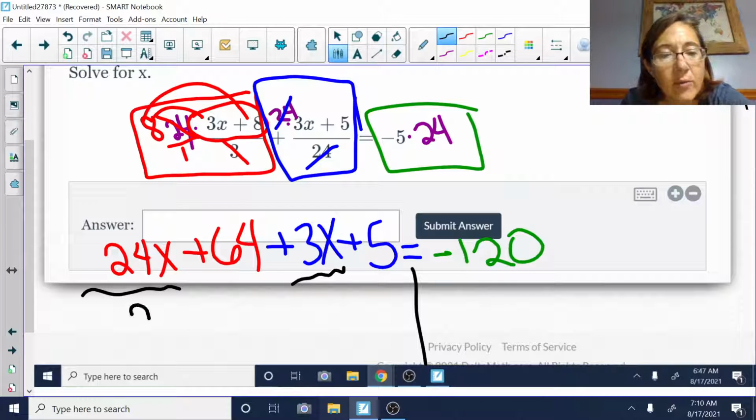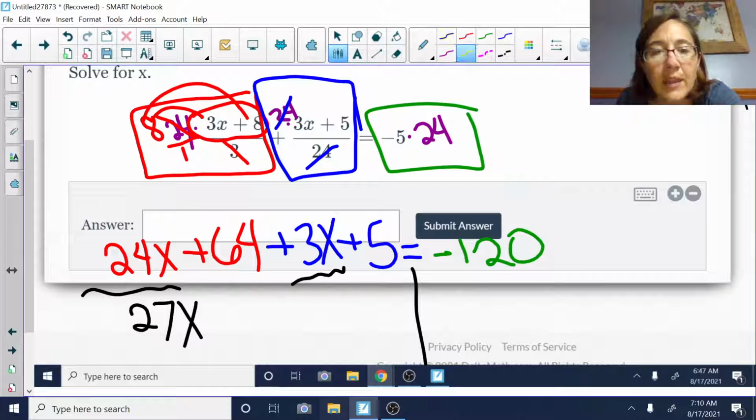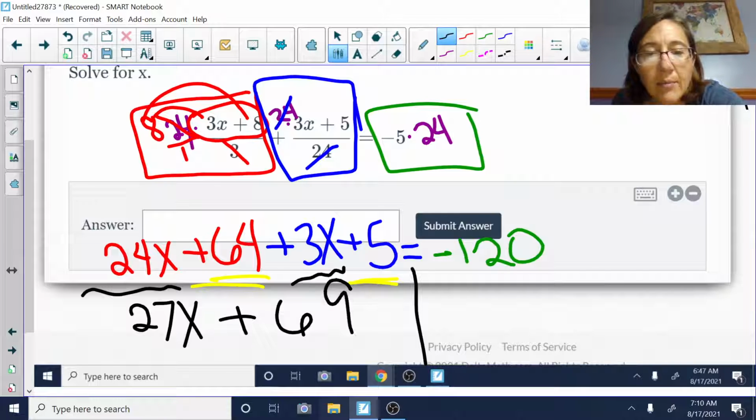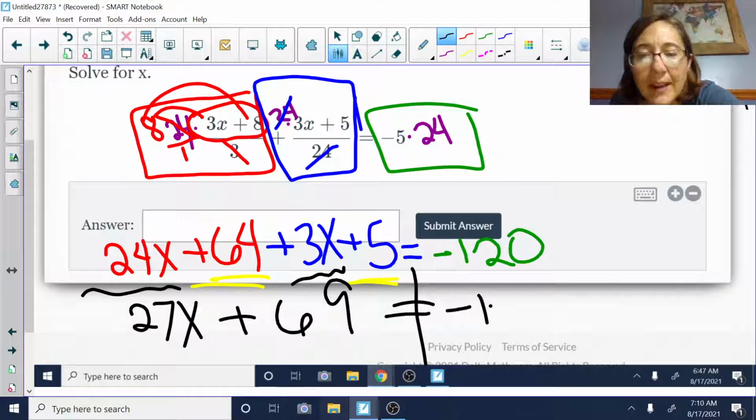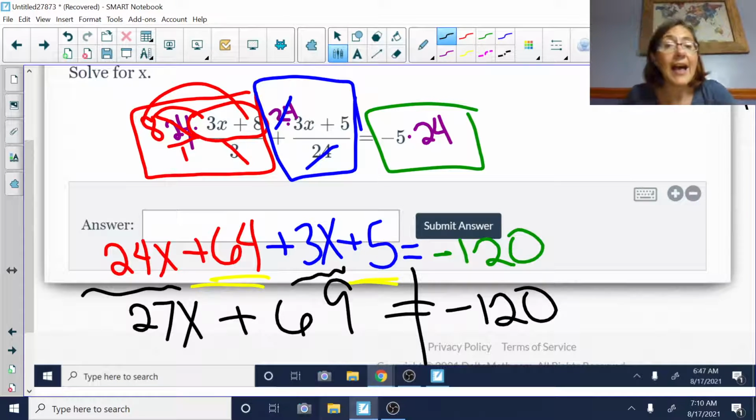So that means over there I have 27 x's. Same idea with the 5 and the 64. I can just combine those and get 69. So there's that. Bring down my equals and bring down my negative 120. And that equation looks easy to solve. I know you guys will be fine from there, so I'm just going to stop the video there.